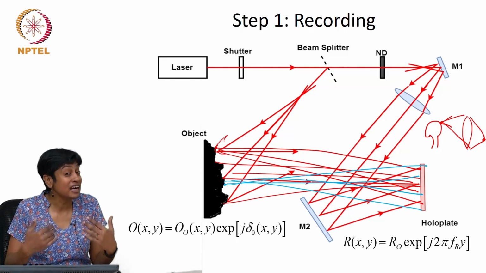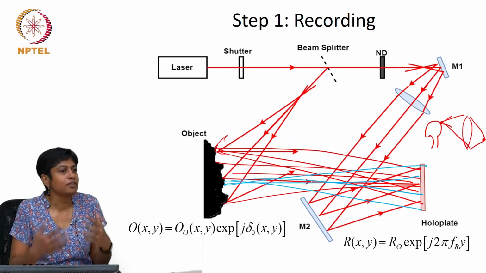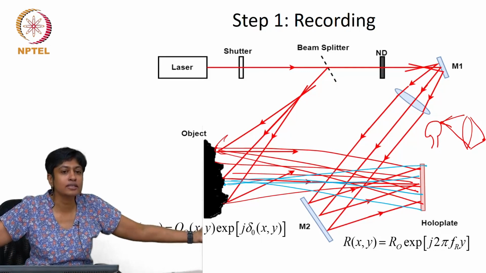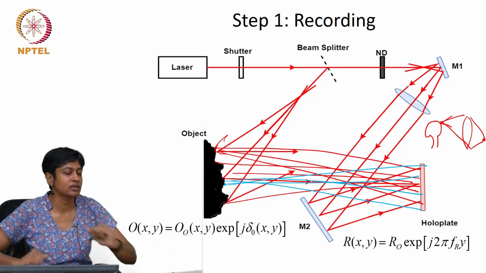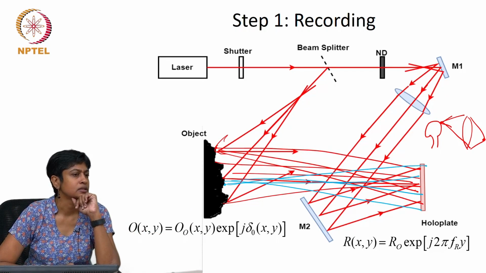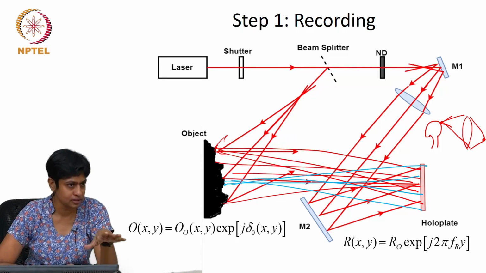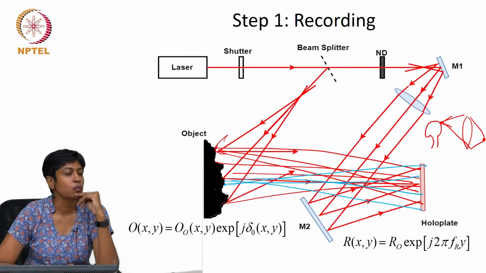But what's the advantage of the fact that light from one point exists all over my hologram? What's the advantage in that? It looks different from different angles. That's part of the holographic process, yes. But what's the other advantage?